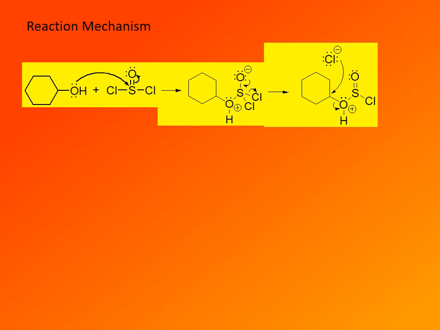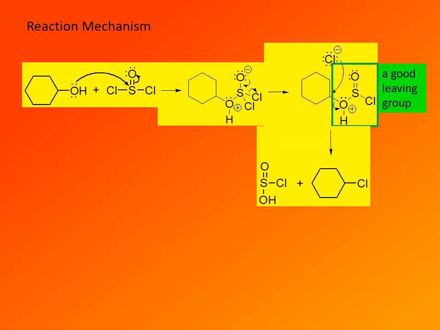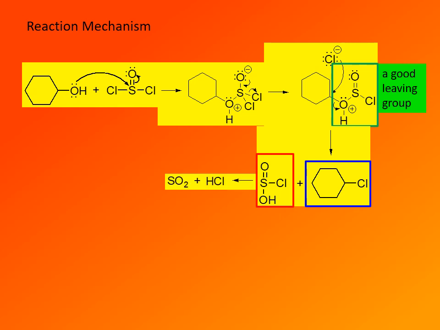So again, in an SN2 process, backside attack of the nucleophile displaces the leaving group. So this is good leaving group here in green rectangle. So attack of the nucleophile results in formation of corresponding chloroalkane, which is the desired product, and also the byproduct. This byproduct is actually unstable and decomposes into sulfur dioxide and hydrogen chloride. And if we add pyridine, then hydrogen chloride is converted to pyridinium hydrochloride.